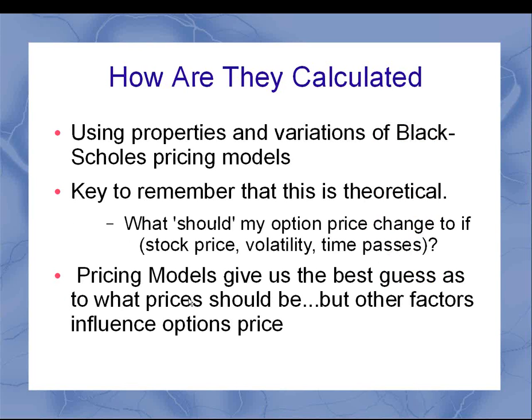Now, how are these changes calculated? Well, the changes in the option price related to a change in another aspect of investing, stock price, implied volatility, and so forth. The theoretical Greeks, and they are theoretical, are what we expect the option should change to based on a change in one of those other factors. But they're basically calculated using properties of the Black-Scholes pricing model. And the key to remember is this is theoretical. What should my option price change to if stock price, volatility, or time passes?